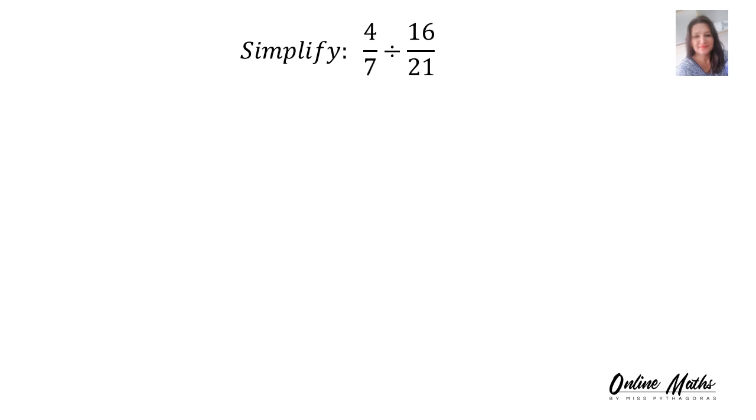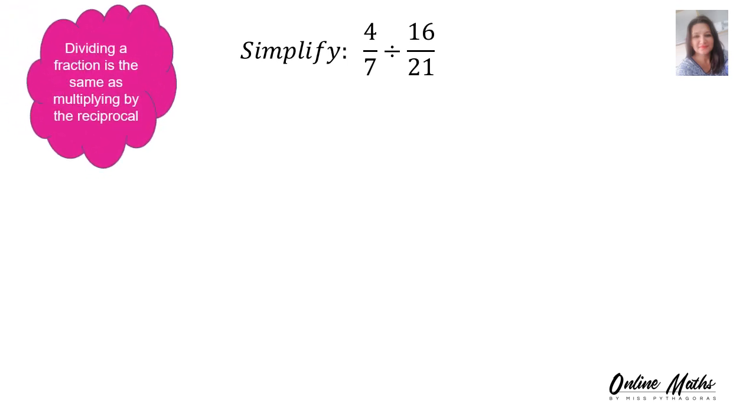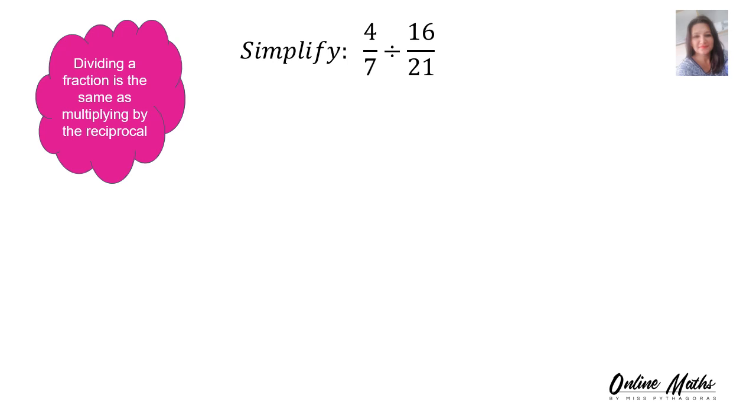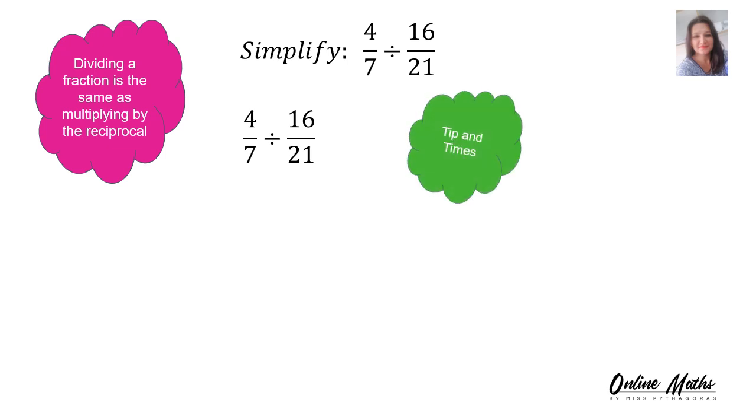Now let's look at division. We have to simplify 4 over 7 divided by 16 over 21. Now dividing a fraction is the same as multiplying by the reciprocal. Now what is the reciprocal? It's when you swap the two numbers. So when I give you 4 over 7 divided by 16 over 21, we're going to tip and times. So that means finding the reciprocal.